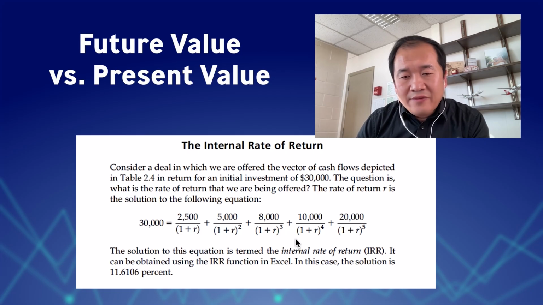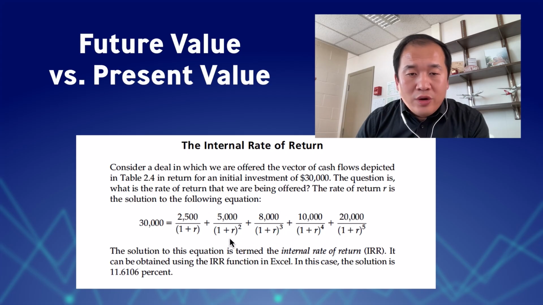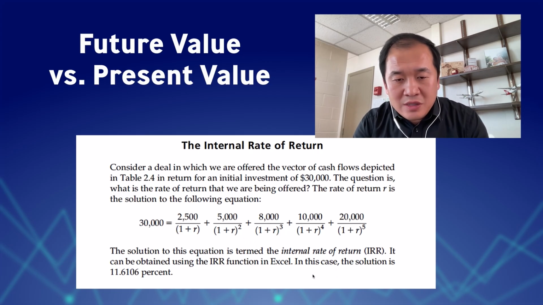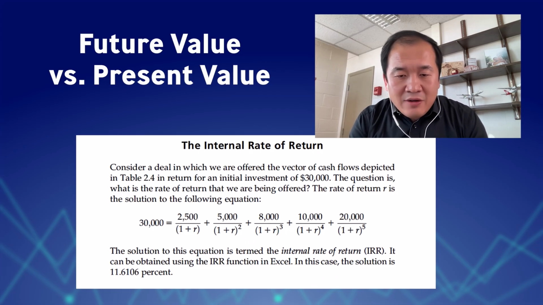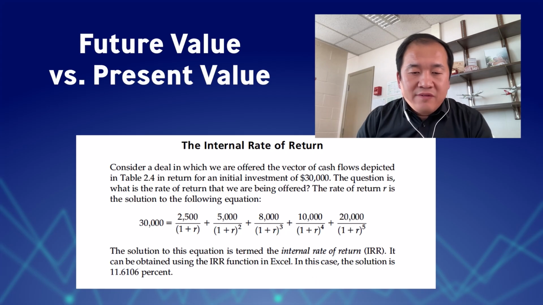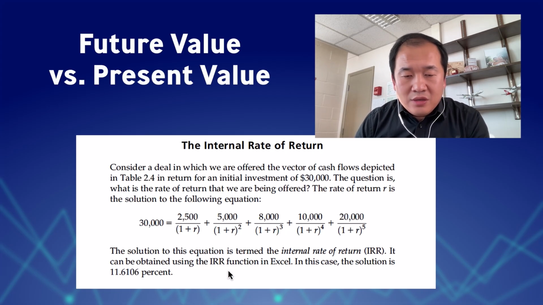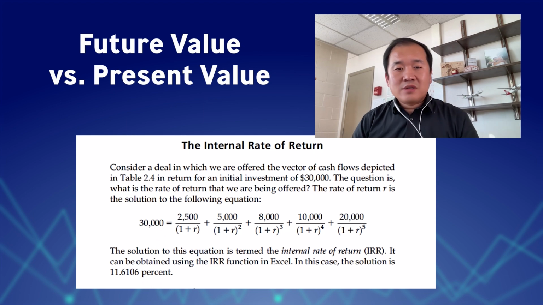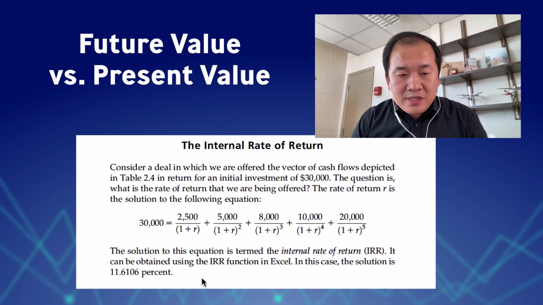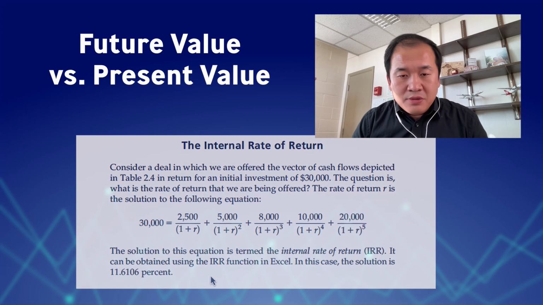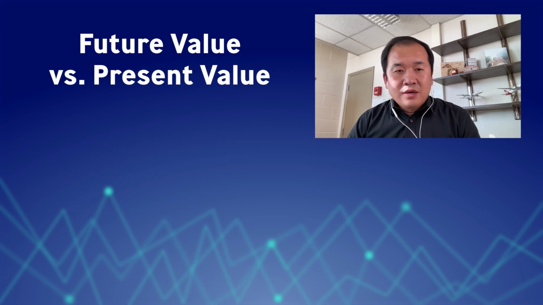Luckily, we don't have to solve the equation manually. You can just use the IRR function of Excel. This is a little bit of homework you need to research yourself. Search the IRR function in Excel, and it will be very easy to calculate. The internal rate of return for this cash flow is 11.6106%, which is pretty decent if there's an investment product promising and paying that much interest per year for the next 5 years. Thanks.